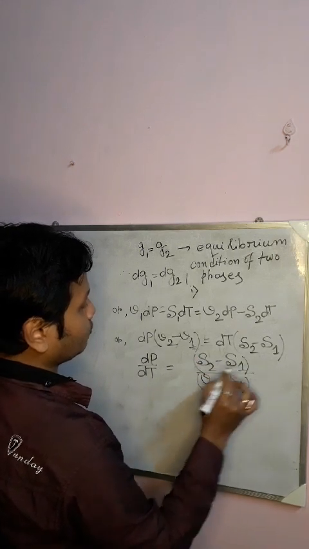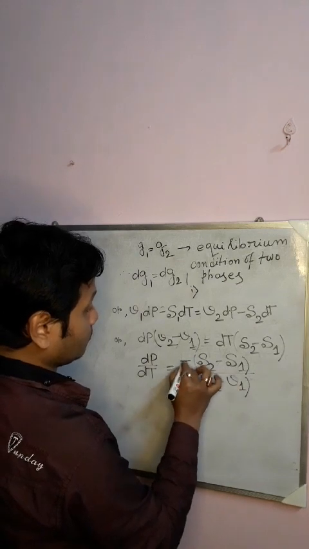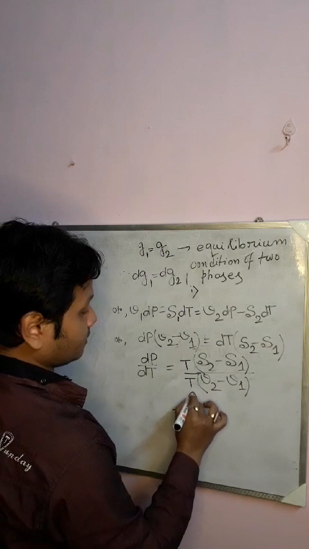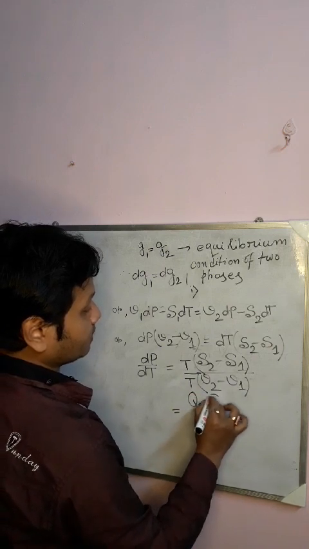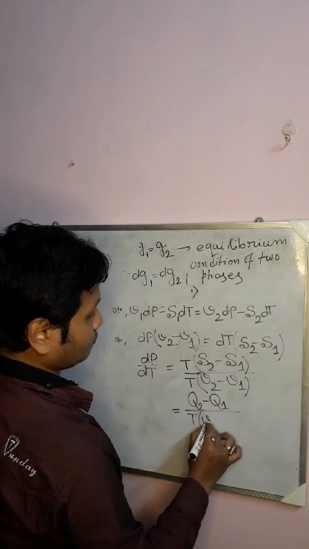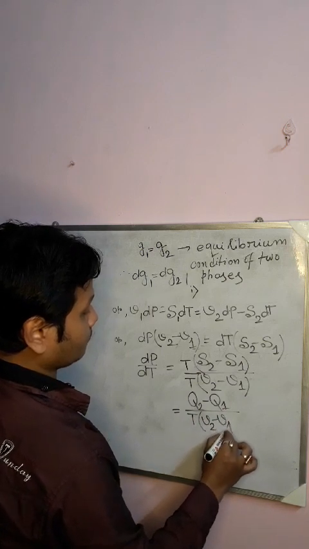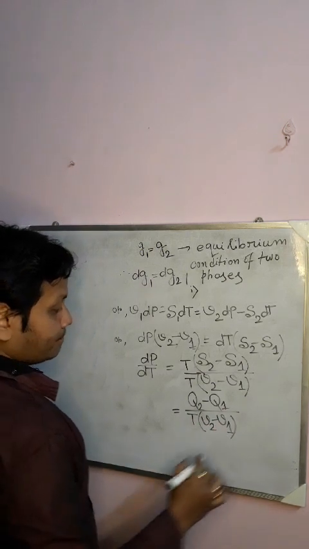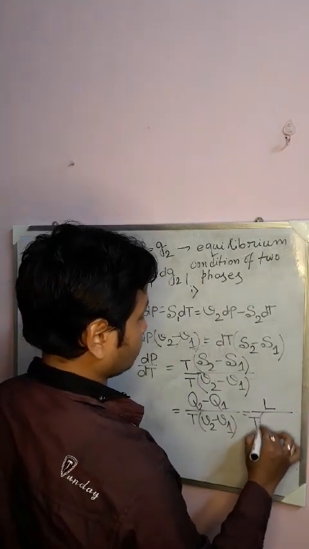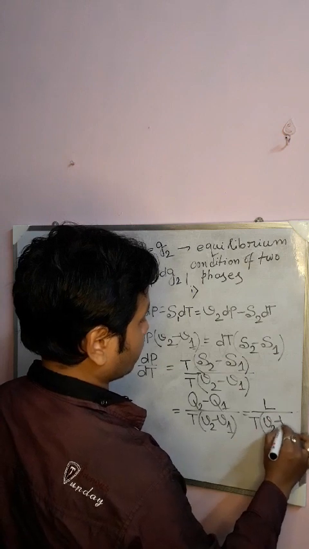So we multiply both sides by T. So what will be my Ts2? My Ts2 will be q2, and what will be Ts1? q1, and this is simply T into v2 minus v1. Okay, and what is q2 minus q1? L. So dp/dt equals L upon T, v2 minus v1.